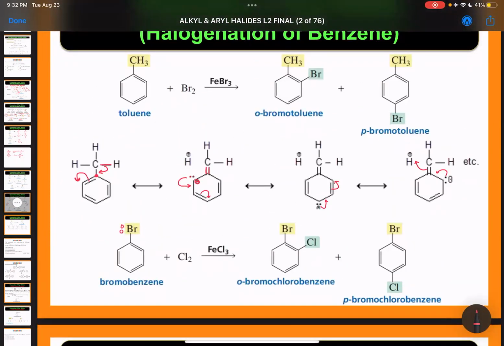So Br also has a lone pair. So the lone pair is sitting idle. So what it does, it gets into the benzene ring. But actually, in the case of halogens, they are electronegative.